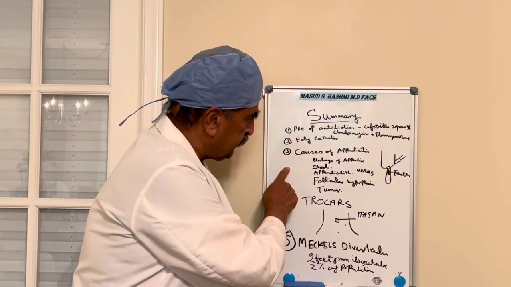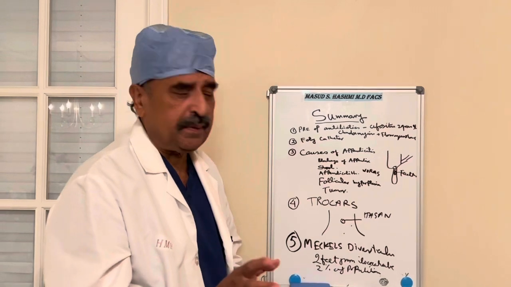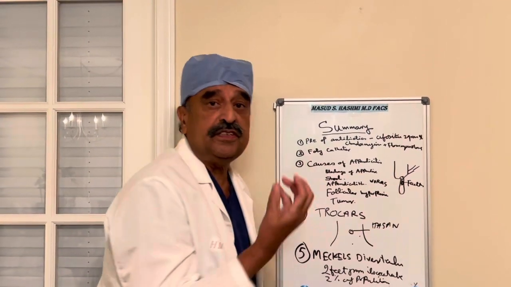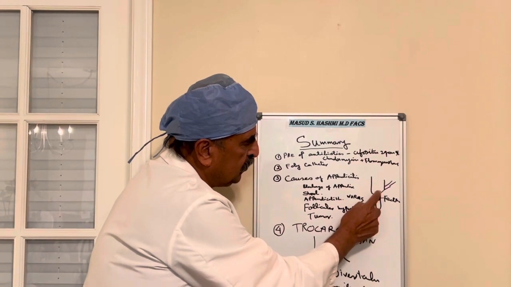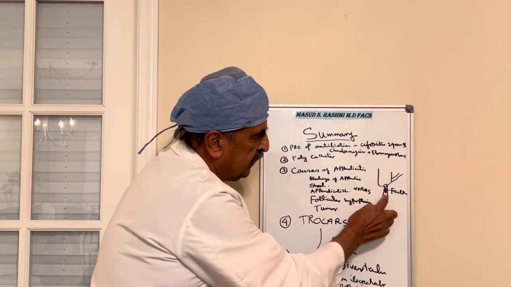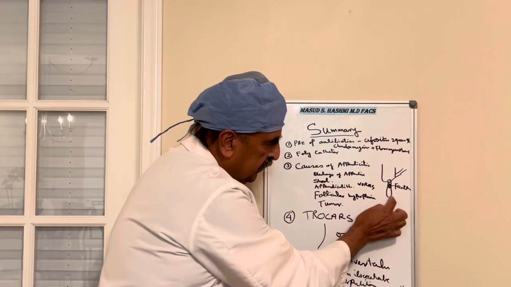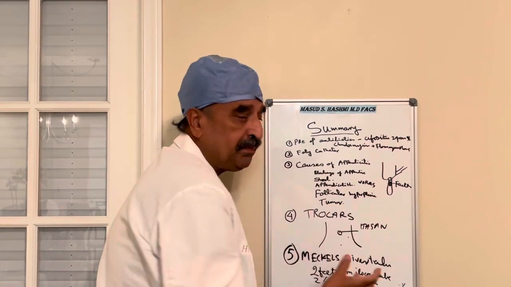Number 3, what are the real causes of appendicitis? The appendix is like a diverticulum. See, it's hanging down from the cecum, so it has an opening. When this opening gets blocked, you get inflammation of the distal portion of the appendix, so you get appendicitis.